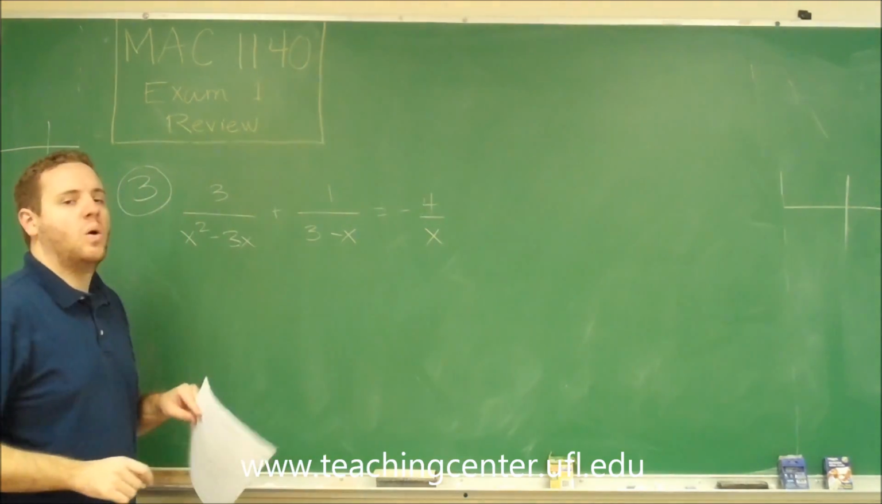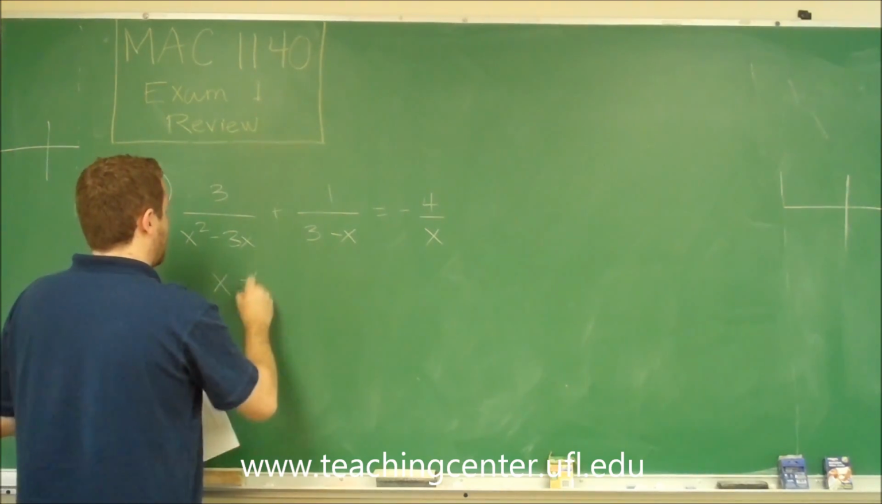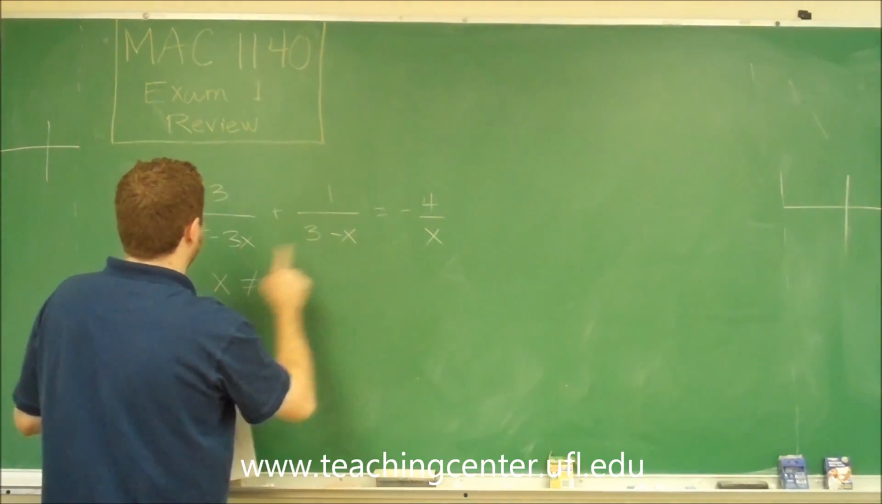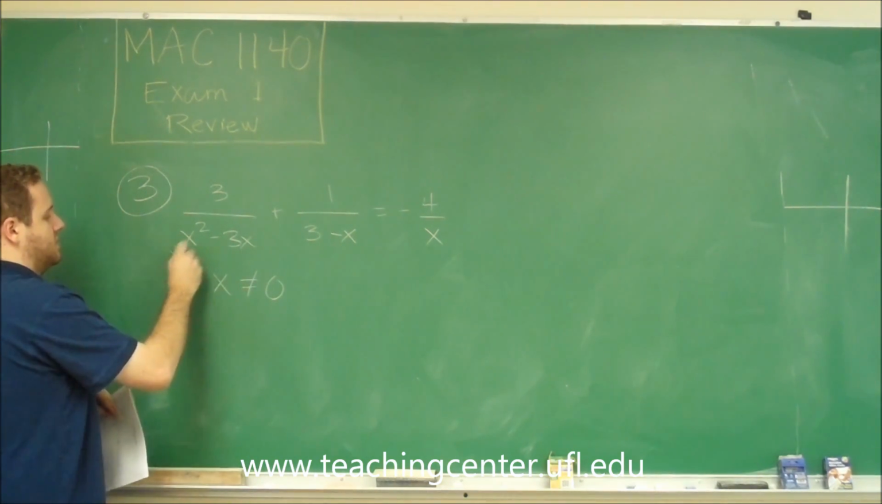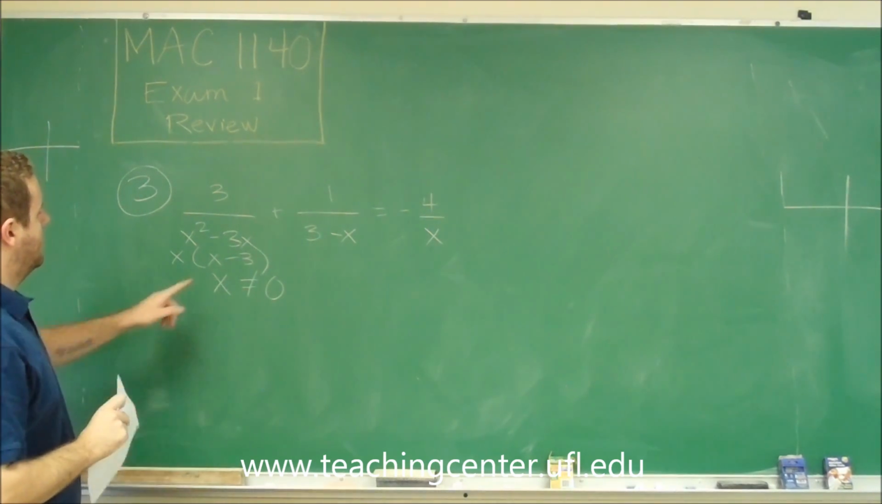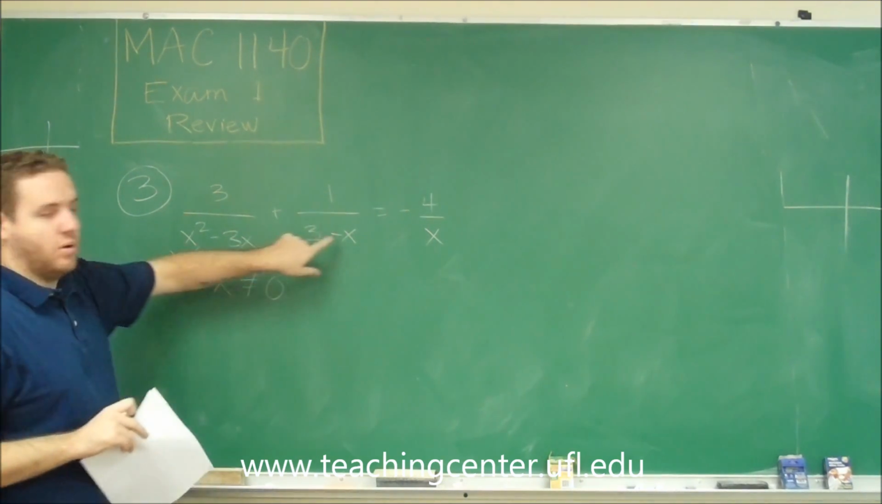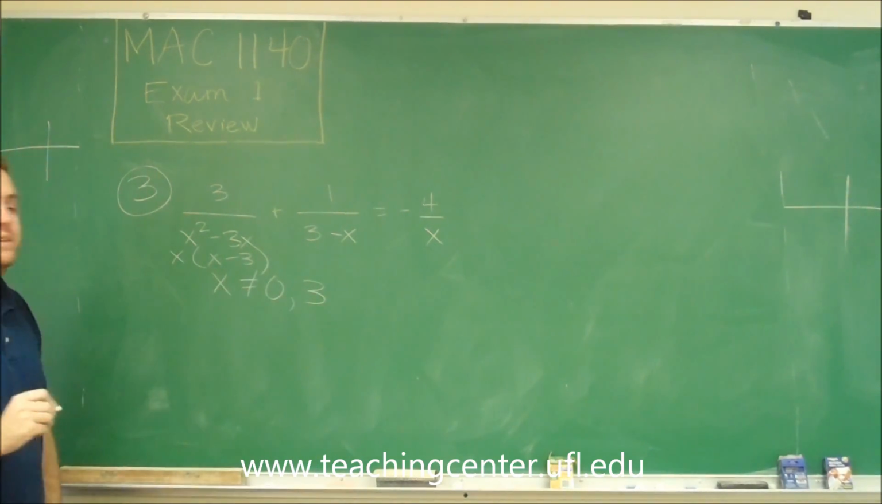So let's first note what we can't have for x. Well, x definitely cannot be 0 because that would make this one 0 and that one. Because remember, this is x times x minus 3. So x can't be 3 for here or here. So x cannot be 0 or 3.